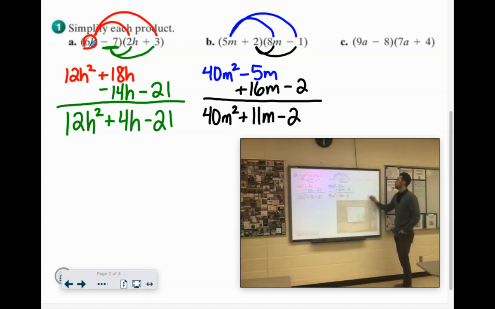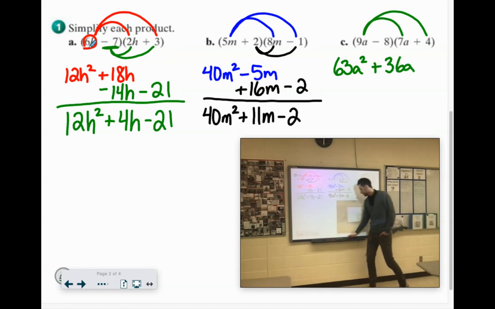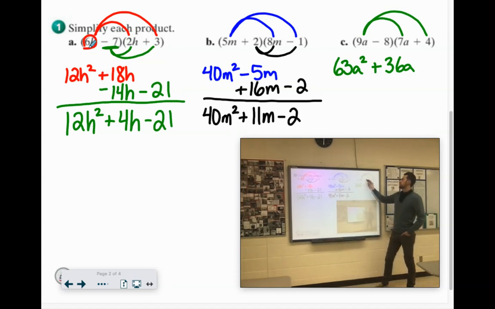Okay, one more. Distribute the 9a to both of them. 9a times 7a. 9 times 7 is 63. So 63a squared. 9a times 4 would be 36a. Then we'll distribute the -8. -8 times 7a. Negative times positive becomes -56a. And -8 times +4 would be -32.